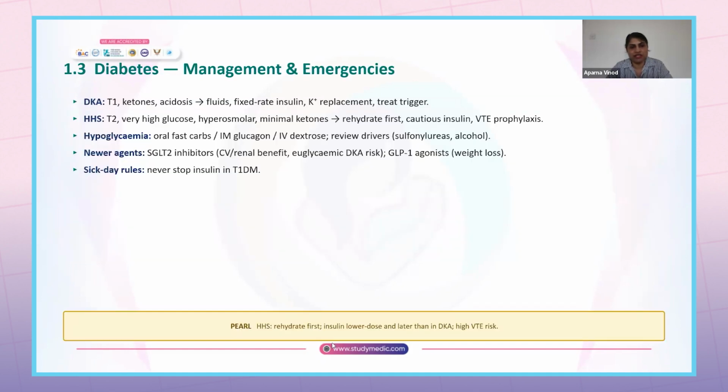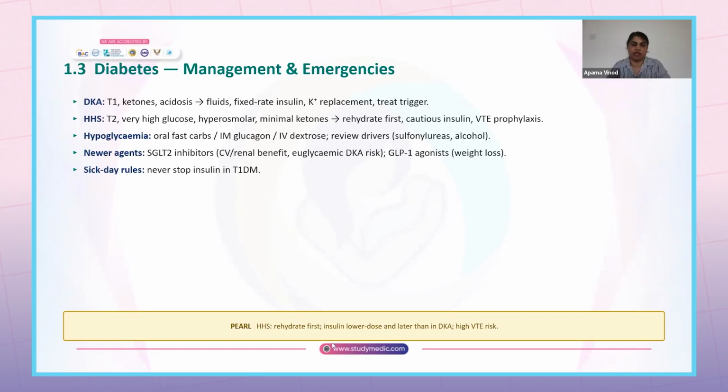Coming to diabetes management and emergency. So in diabetic ketoacidosis, usually expected in type 1 diabetes, there will be ketones, there will be acidosis. So give fluids, give fixed rate insulin, potassium replacement, and treat what caused the diabetic ketoacidosis. So normally it doesn't present isolated. It is usually due to some other reason.